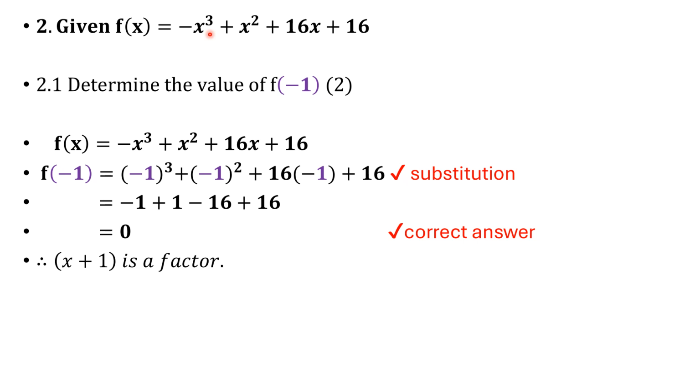Given f of x equals minus x cubed plus x squared plus 16x plus 16, determine the value of f of negative 1. So we want to know what's the y value when x is minus 1. So in place of x, I'm going to place minus 1 cubed, minus 1 squared, plus 16 times minus 1, plus 16. 16 minus 1, 0. 1 minus 1, 0. Right? So x plus 1 is a factor.